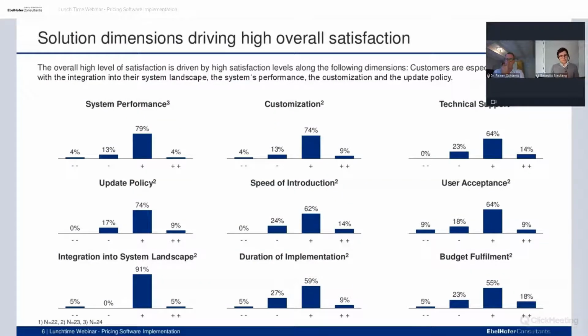So if we've broken this satisfaction evaluation down to overall 9 sub-dimensions, and without going into too much detail here, the main drivers of positive satisfaction are system performance, the opportunity to customize the solution to a meaningful extent, the integration into the existing system landscape, which is also very positively valued, and also the frequency and quality of product updates, which is more often than not positively noted, also in the talks we had outside this survey.